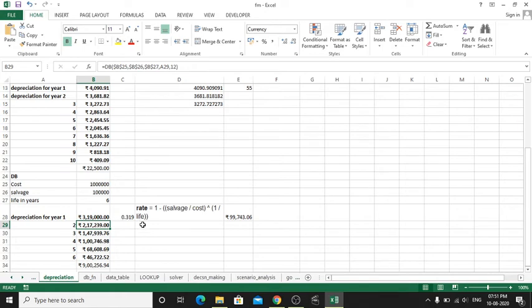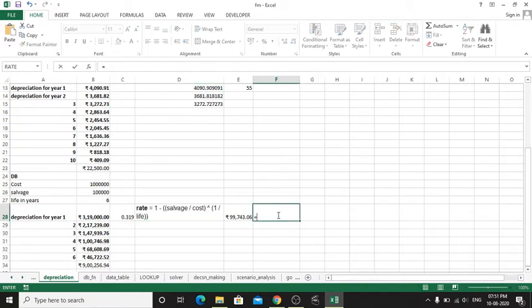Okay, so now let's move on to how we can calculate it in the actual calculation. Let's see. So equals, I have to open the bracket, the cost value into the rate value.